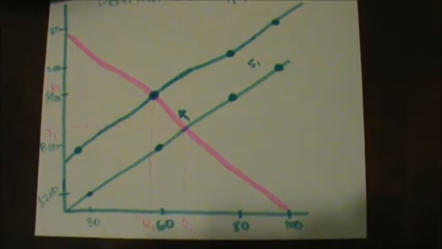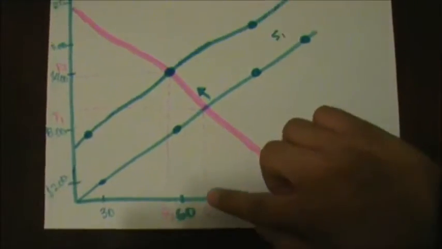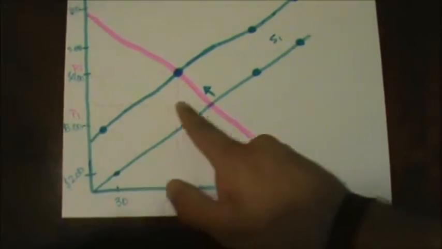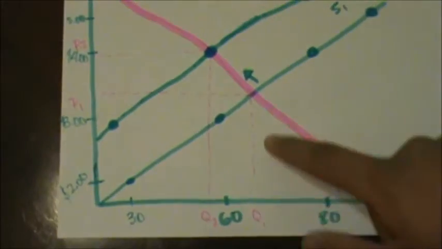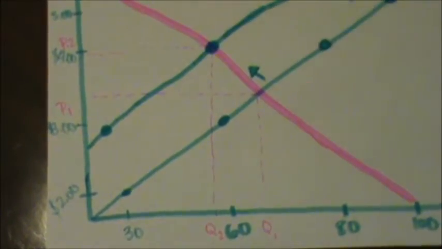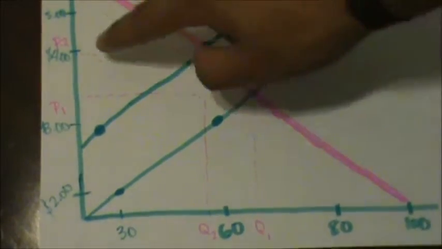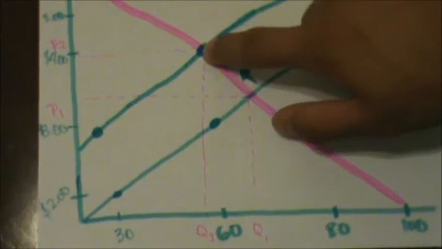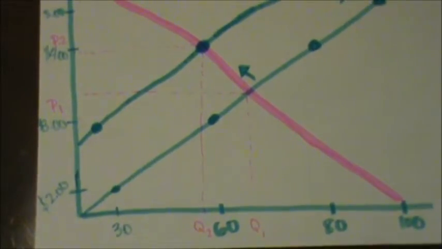And now our equilibrium price would also change. If you see right here, our regular equilibrium would be $3.50 and 70. So price would be $3.50 and our quantity would be 70. But instead, now in this supply 2, our equilibrium would be price $4 and quantity would be around 55.